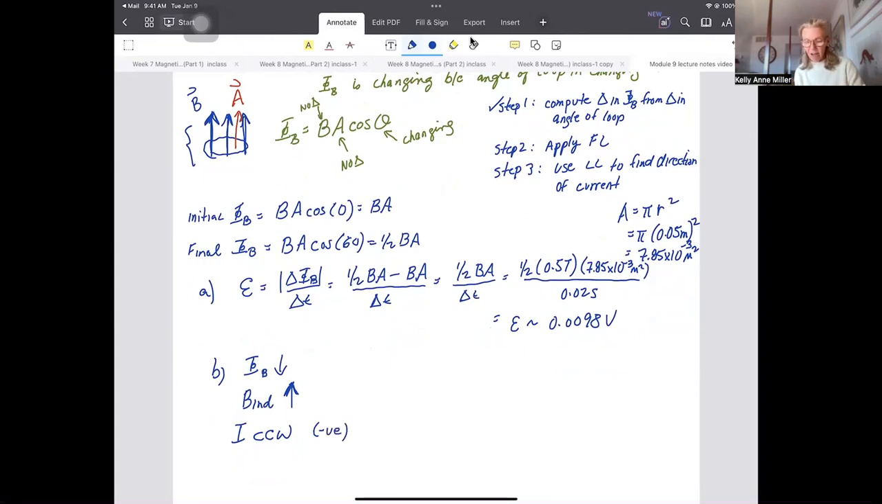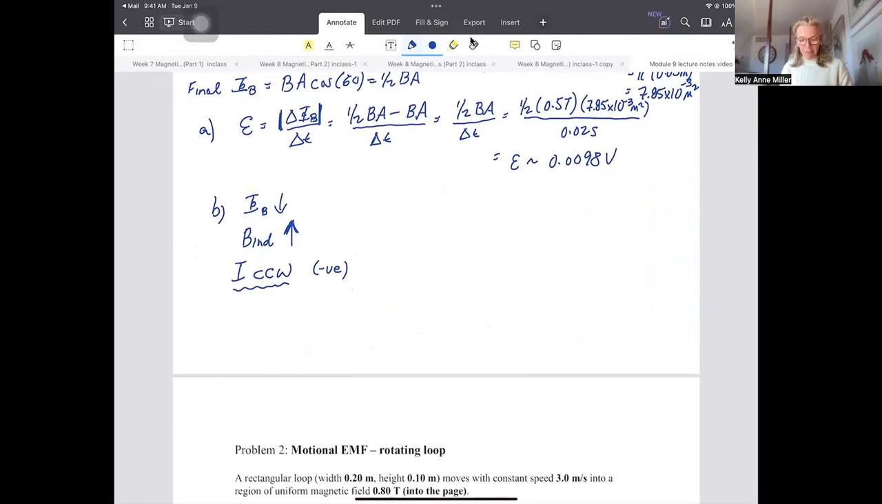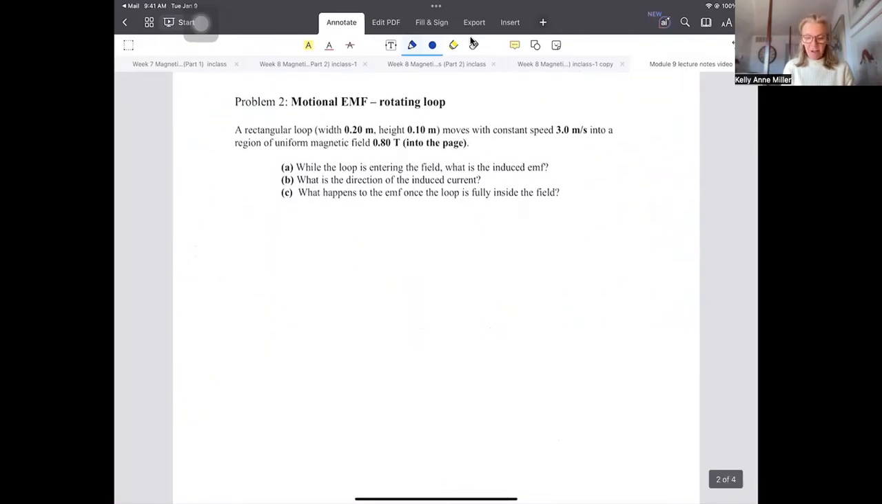So if I had not taken the absolute value here, I think you can see that I would have ended up with a negative number here, and that would have coincided with my counterclockwise induced current. Okay, that's problem one. Okay, let's look at problem two.